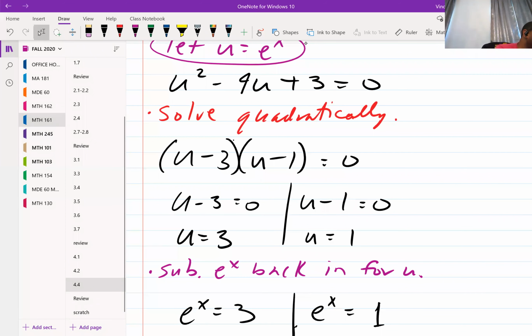And then solve by applying the natural log to both sides. So we see here using the natural log cancels out the e, leaving us with just x on the left. Does the same thing here. Natural log of 3 is approximately 1.10. Then the natural log of 1, or the log of 1 period, will always be 0.